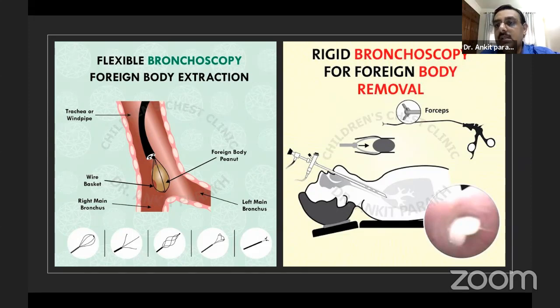But there would be cases where we would not do a flexible but do a rigid, because rigid has some advantages, although it requires OT anesthesia and the cost triples. But definitely there's a distinct advantage of doing a rigid in a few situations. So the situations are few and far, but they're there.